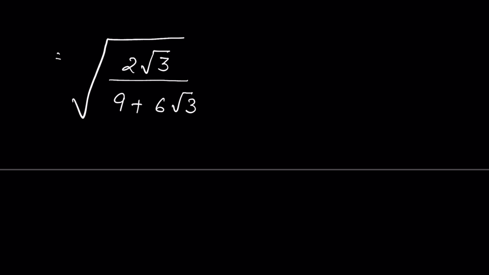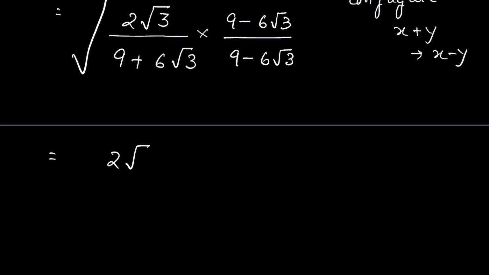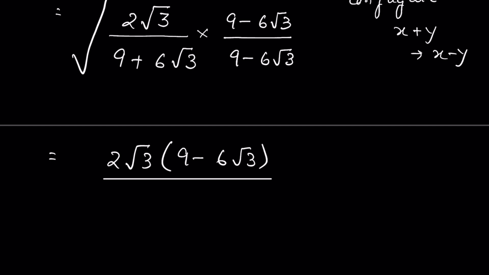Now let's rationalize the denominator. For that, we multiply and divide it by the conjugate of the denominator. Conjugate of a number x plus y is x minus y. So conjugate will be 9 minus 6 times square root of 3, upon 9 minus 6 times square root of 3, or 2 times square root of 3 multiplied by 9 minus 6 times square root of 3 upon, this is in the form of a plus b times a minus b.